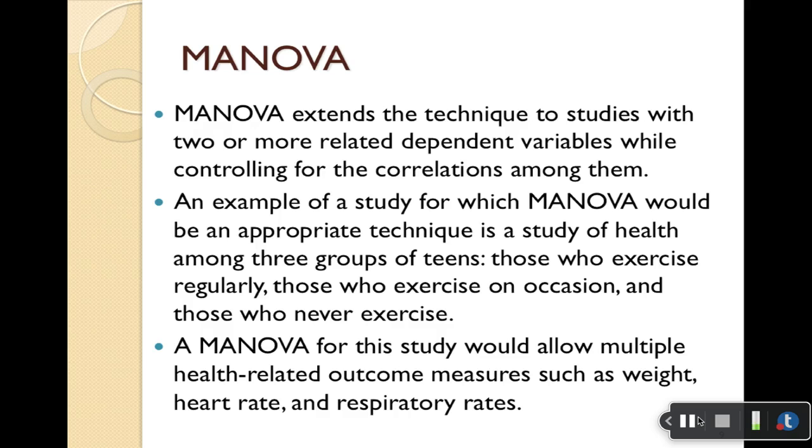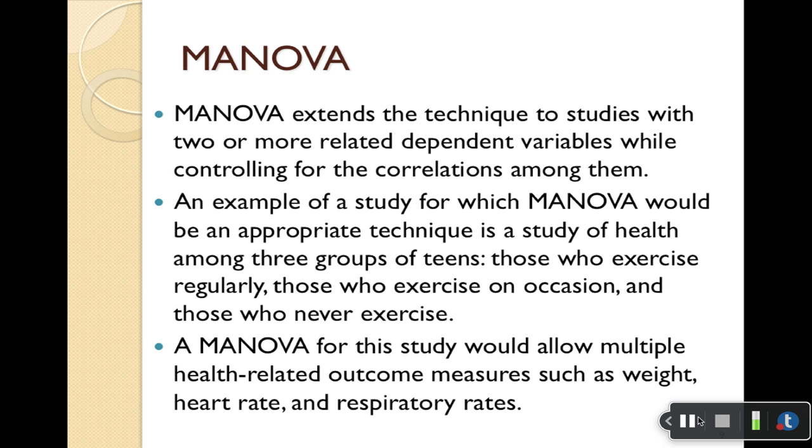Our second type of multivariate analysis is multivariate analysis of variance, or MANOVA. MANOVA extends our ANOVA technique to studies that have two or more related dependent variables while simultaneously controlling for the correlations among them. So for example, let's say that we want to do a health study. We have three groups of teenagers: a group that exercises regularly, those who exercise every once in a while, and those who never exercise.